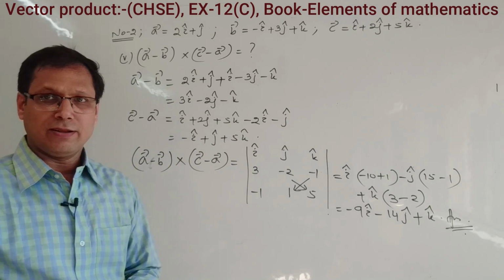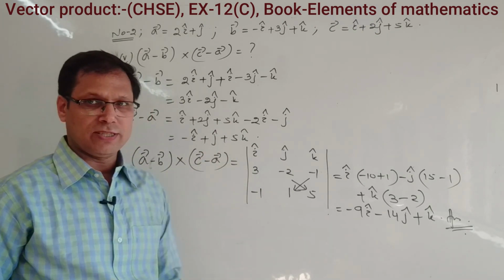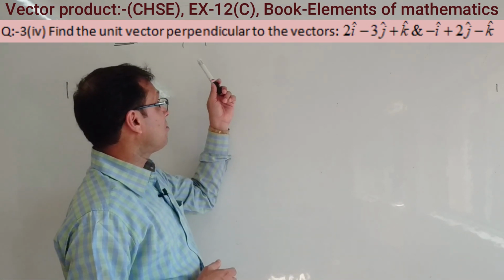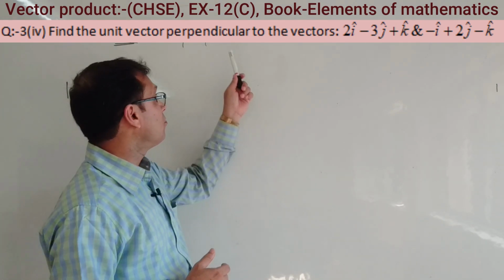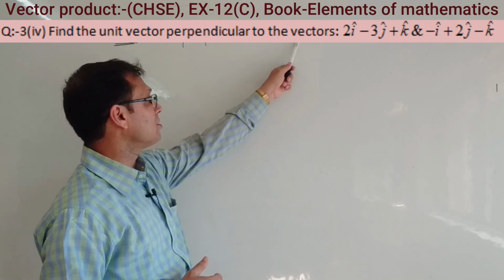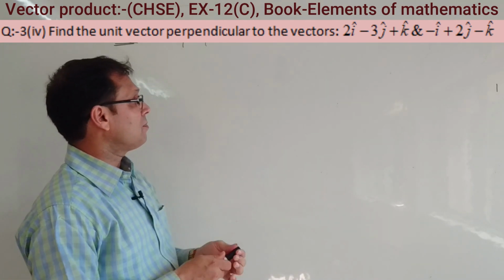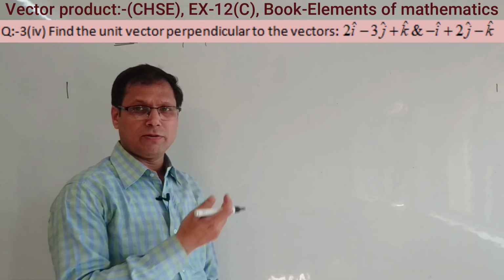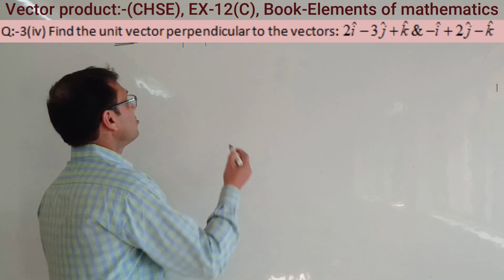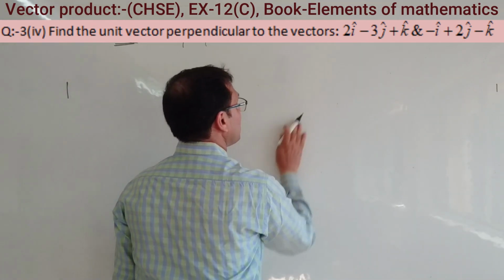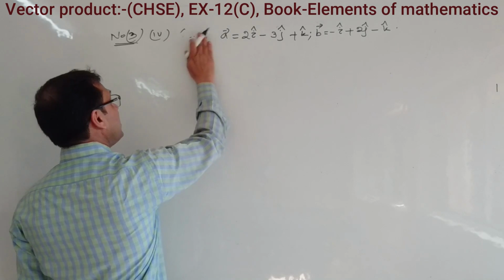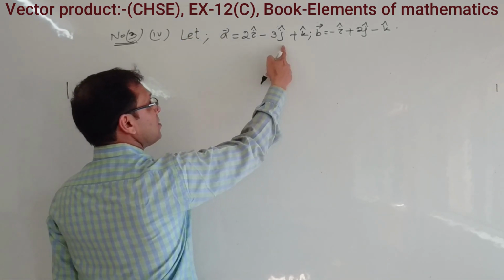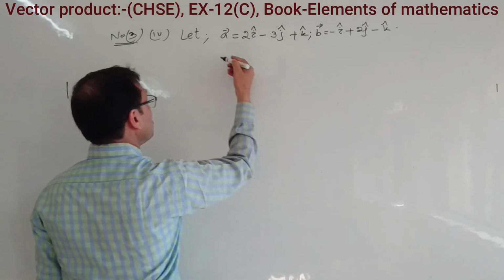Now I will take problem number 3. So make it a note first. He is asking: find the unit vector perpendicular to both the vectors 2i cap minus 3j cap plus k cap and minus i cap plus 2j cap minus k cap. You have to find the unit vector perpendicular to these two vectors. So suppose a vector is equal to this much and b vector is equal to this much.